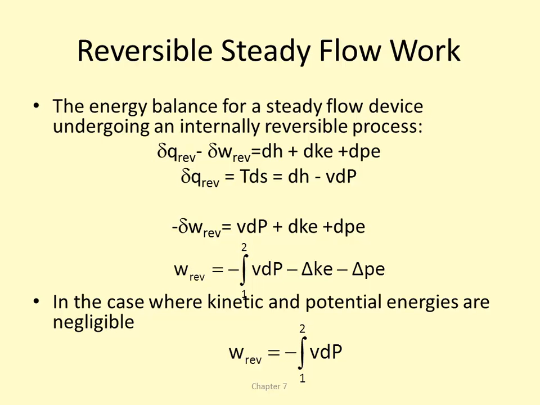The energy balance for steady flow devices is this basic form of the equation here. If it's an internally reversible process, then we have just these partial derivatives on it. But because we have the Gibbs equations, we can put in T dS is equal to dH minus V dP. So if we rearrange and solve for dH and plug it in, then we end up with this term here.